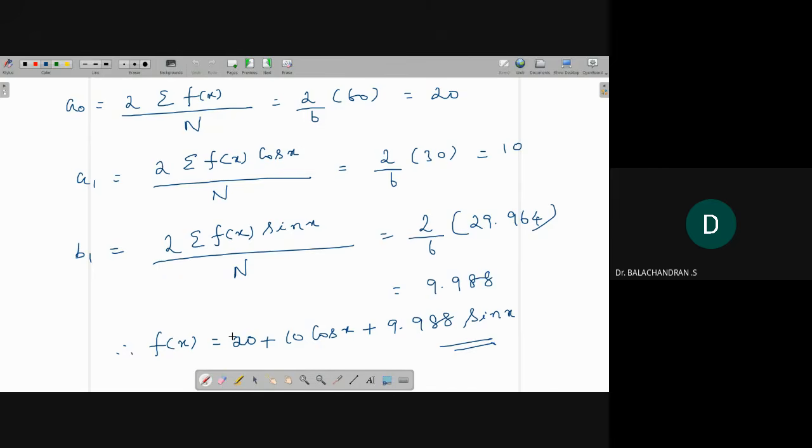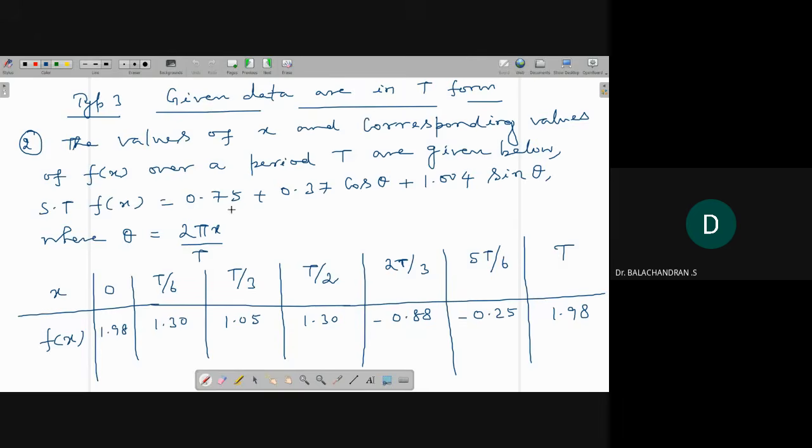The book gave only A naught plus A1 cos x plus B1 sin x. But what about the second problem? Let me check it. In the second problem they gave the final 0.75. So it is better to write here A naught by 2. They don't give just A naught, A1 and B1 here.